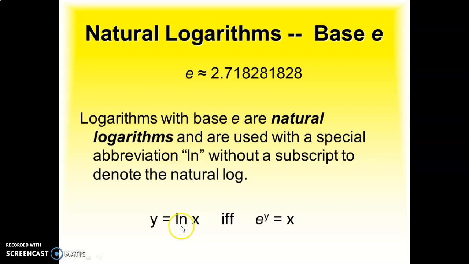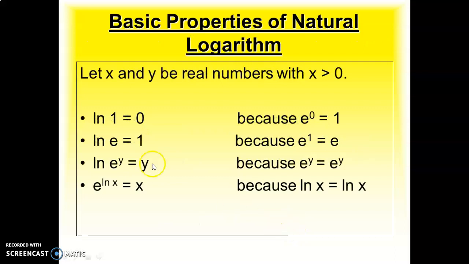Okay, so natural log of x, you're really thinking base e here. So e to what power is equal to x. All right, so y is the exponent that will give you x. If you take e to the y, that's equal to x. So remember, base e. These properties are actually the same as the common log properties. Just remember there's a base e on all of these.